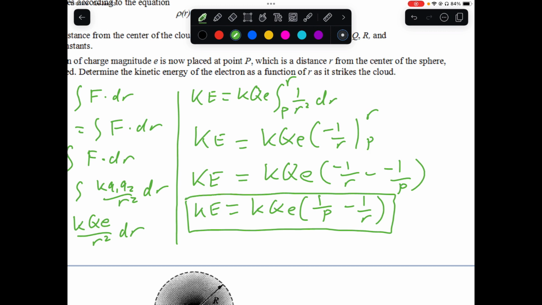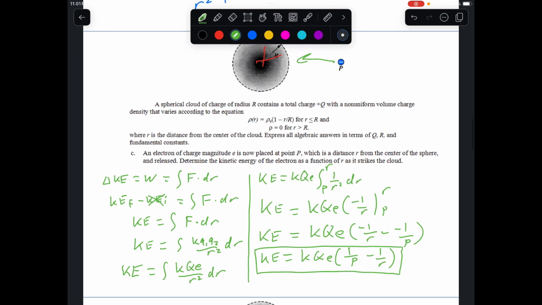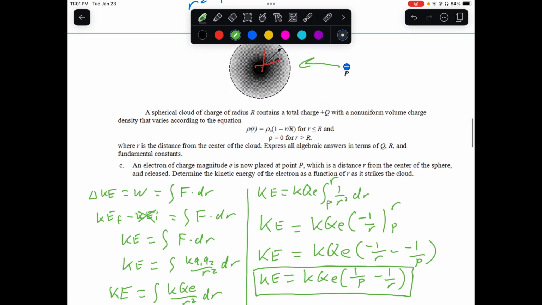Just as a quick check, it's supposed to gain kinetic energy. So basically, I just want to make sure that I set my integral up right. If I think about this logically for a second, point P is out here, and then the little r would be some r in between here. So the little r would be less than the P.